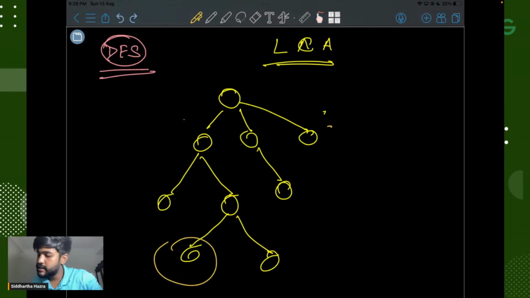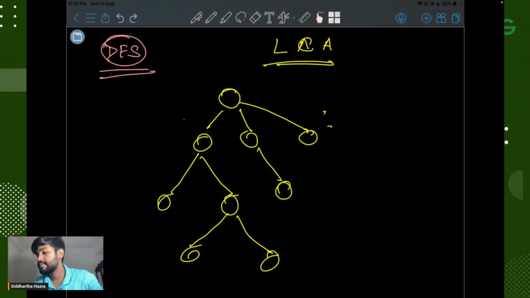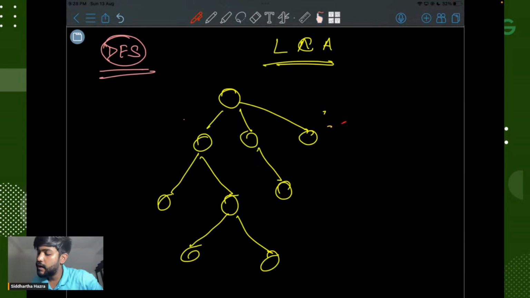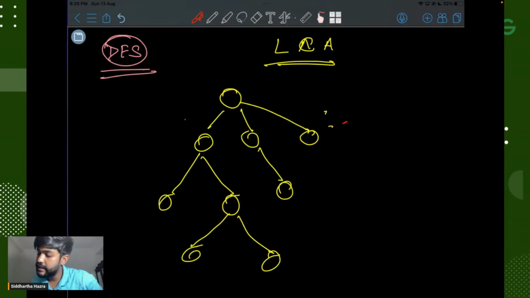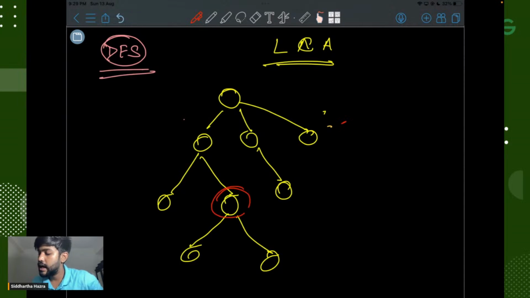Let's talk about the common ancestor of this one and this one. For these two, the common ancestor is this one. Let's take a different color. Okay. Now, for let's say this person and this person, the common ancestor is again this person. For this person and this person, again the common ancestor is this one.